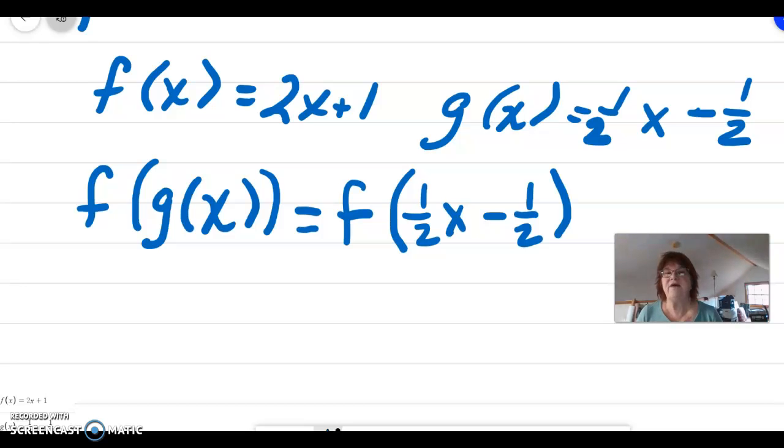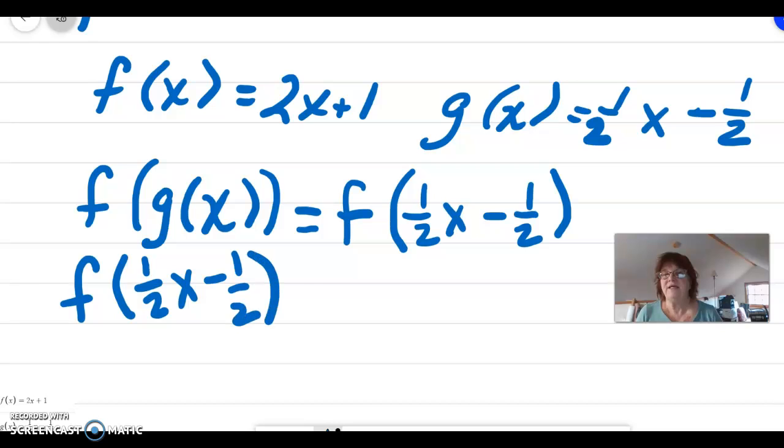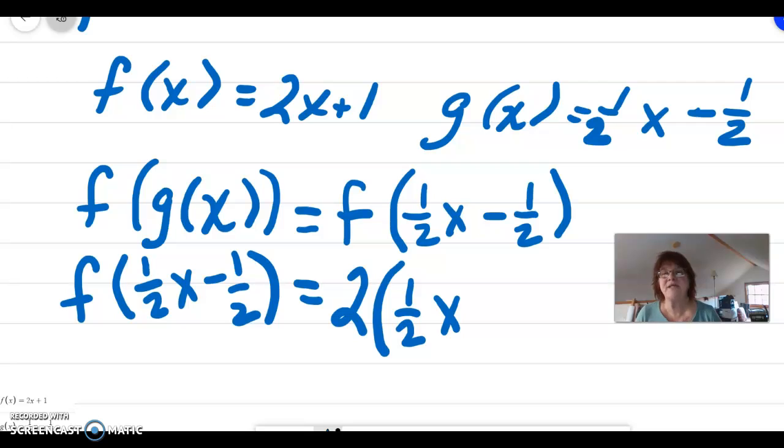Well, f of 1/2 x minus 1/2, maybe I should write that again, f of 1/2 x minus 1/2 is equal to, now I'm going to plug this into the other equation, the f of x equation. So it's going to be 2 times, and you got to use parentheses here because we're going to have to distribute, right? Because it's 2 times everything that function f is going toward. And now I still have to write the rest of this, so it's plus 1, right?